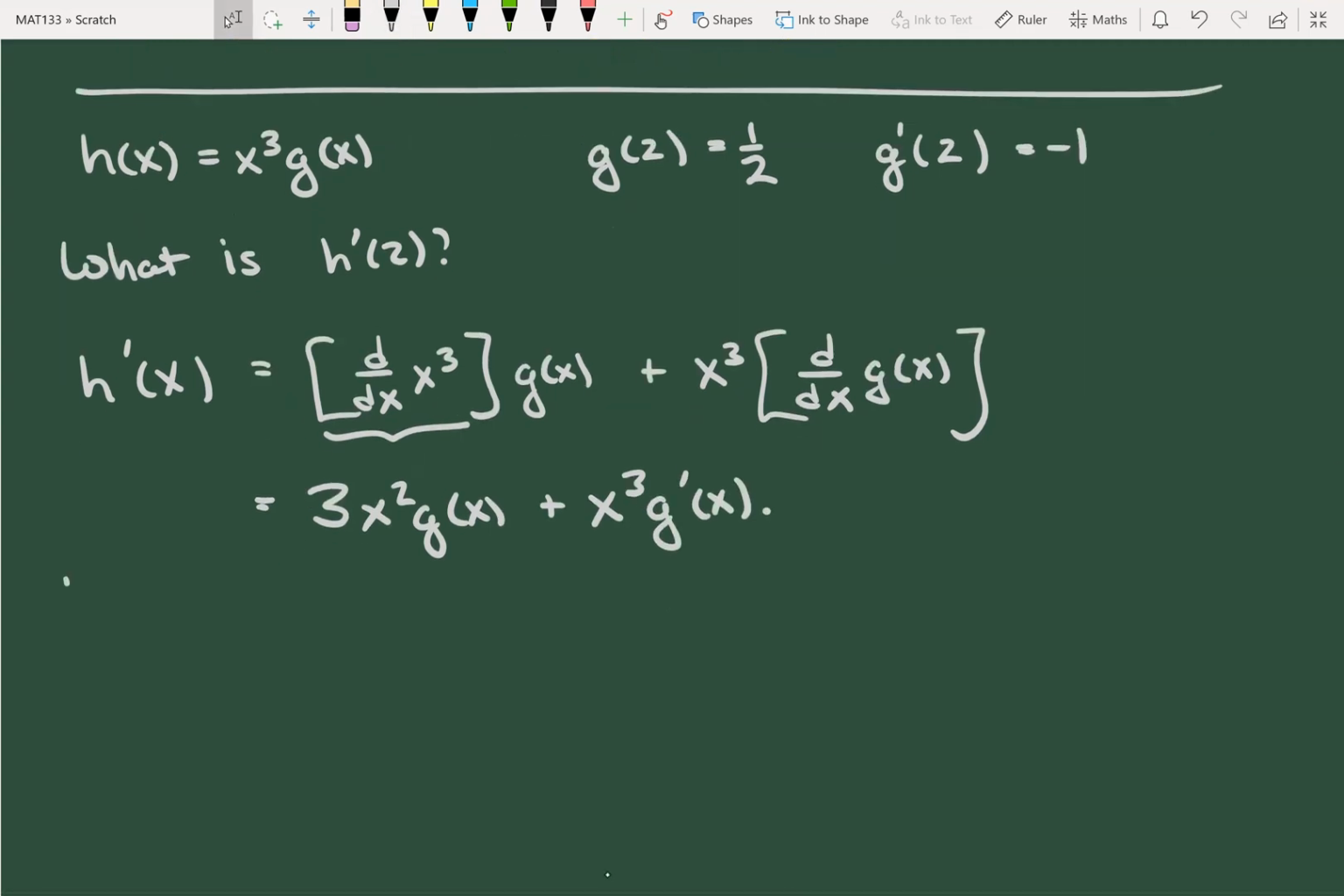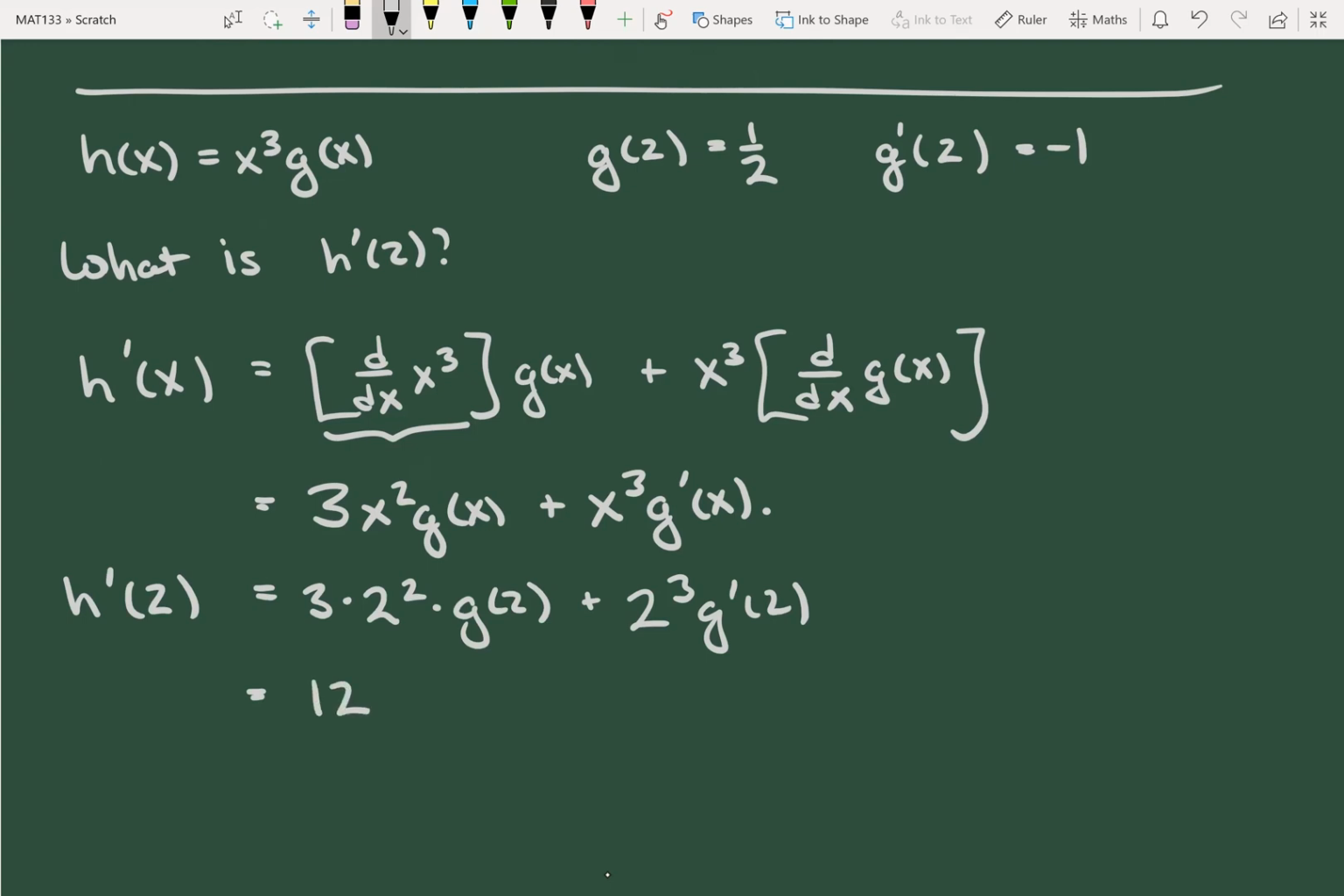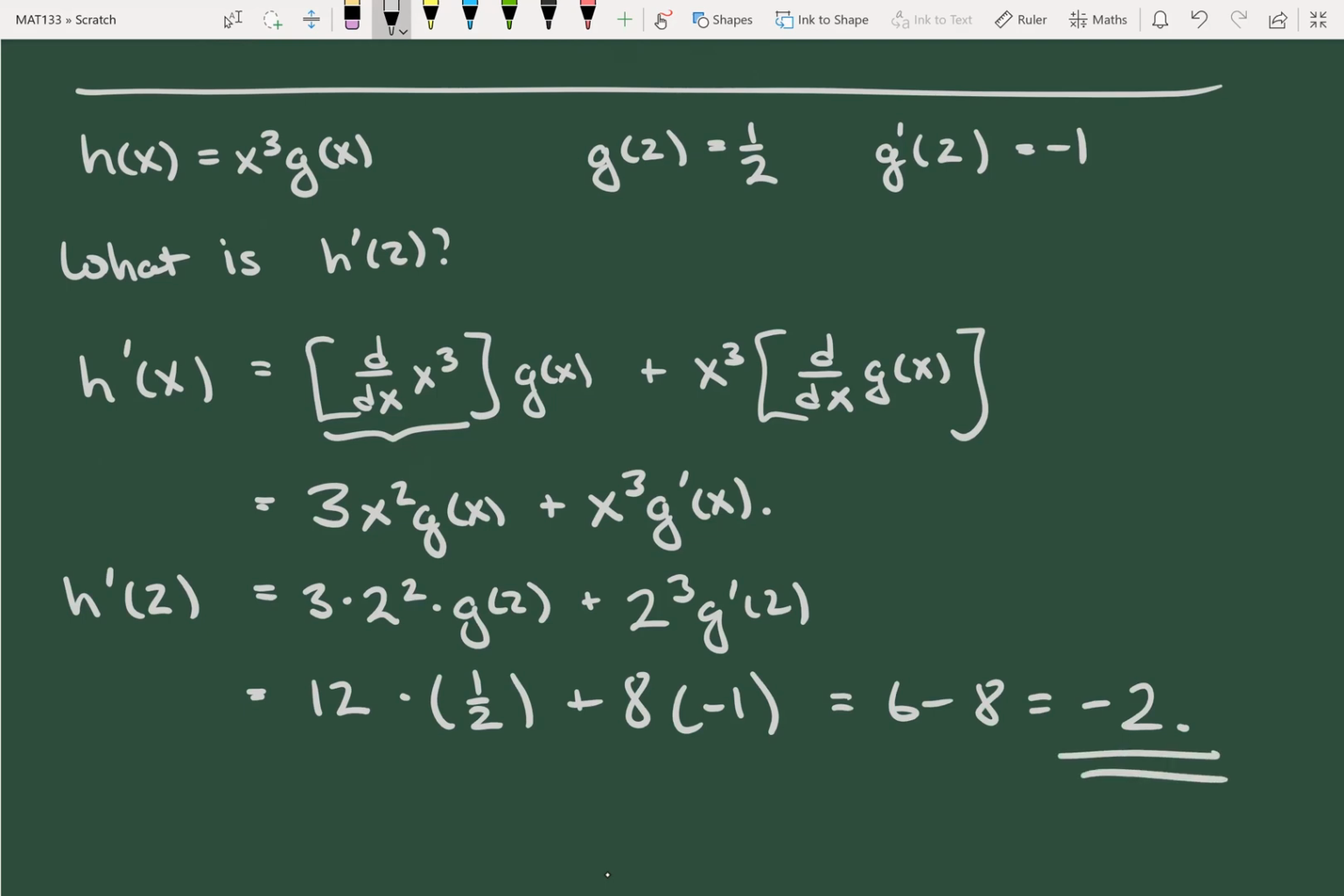And now we're going to plug in 2. So h prime of 2 is 3, oh, that's not a 3, that's a 2. Okay, 3 times 2 squared times g of 2 plus 2 cubed g prime of 2. So that's going to be 3 times 4, so that's 12. G of 2 is a half. 2 cubed is 8. G prime of 2 is negative 1. So we're going to get 6 minus 8, which is negative 2, right? Negative 2 was B, so that is our correct answer.